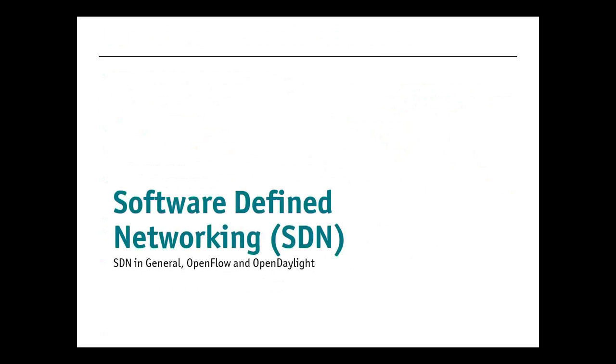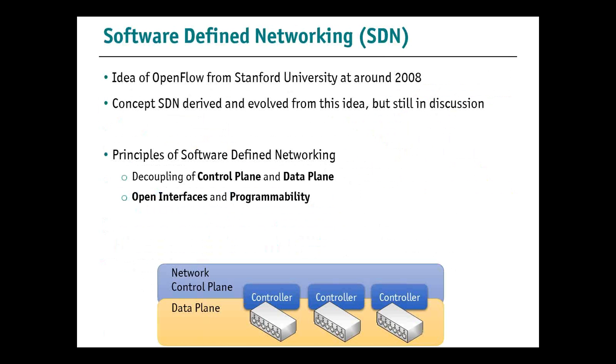And all these needs for a new network architecture resulted in the concept of software-defined networking, or in the short form SDN. And this is trying to solve the previously mentioned issues. The idea of SDN is derived and evolved from the idea of OpenFlow, which was developed at around 2008 at Stanford University. And just to give you some hints on what else will follow, OpenFlow is the protocol that is used for communication between the controller of SDN and the SDN devices like switches, but I will go to this point in the next slide.